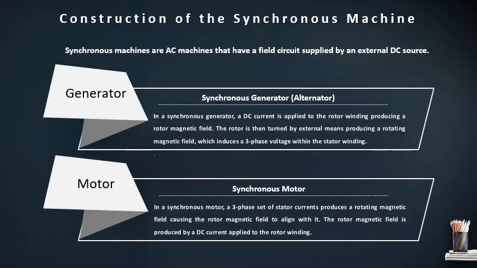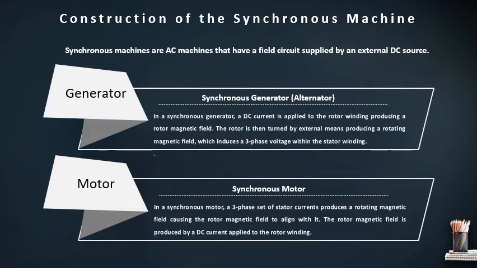The winding which carries the excitation current is called the field winding. The winding which carries the load current is called the armature winding. The armature winding is placed on the stator and the field winding is placed on the rotor. The synchronous machine operates in two modes, generating mode and motoring mode. Firstly, we will understand what a generator and a motor are. A generator is a device which converts mechanical energy into electrical energy. A motor is a device which converts electrical energy into mechanical energy.